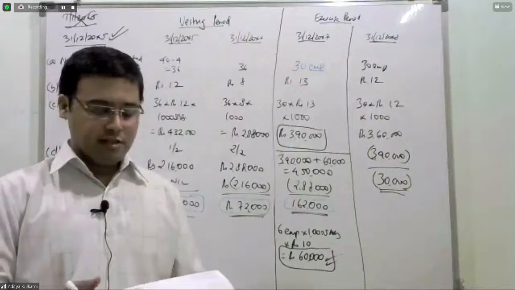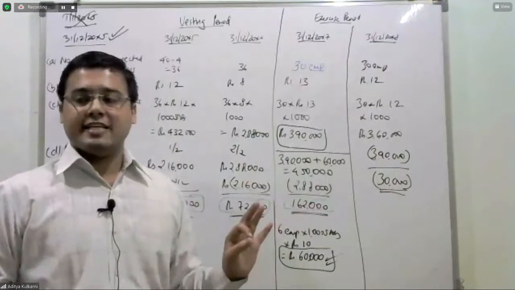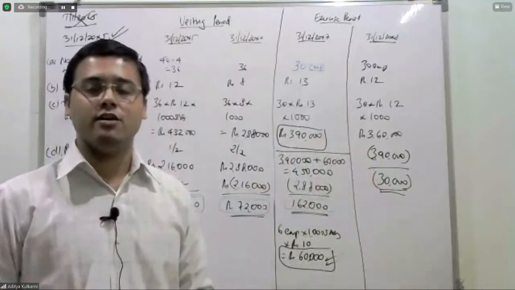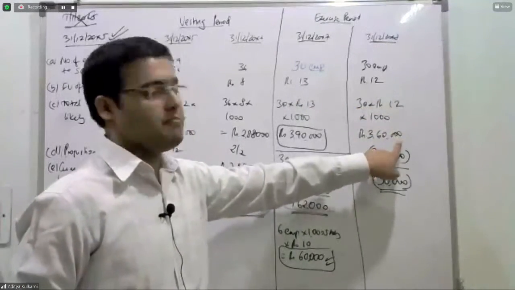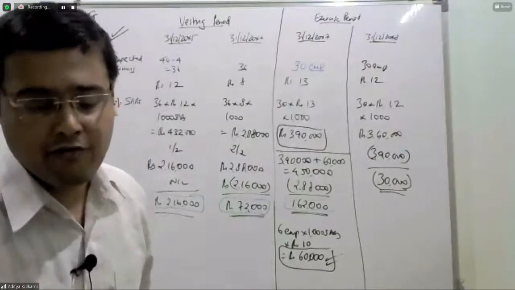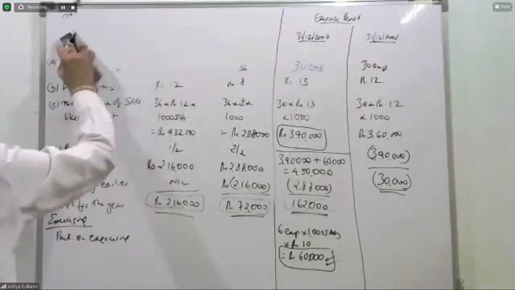Entry will be SBP liability account debit to employee benefit expenses. This is a gain on settlement, 30,000. You will credit your expenses. And finally, payoff entry will be what? SBP liability to bank, 3,60,000. The final payoff entry will be SBP liability to bank, 3,60,000.